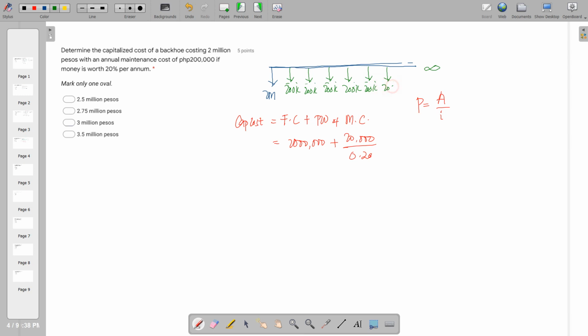Sorry with that. Palitan lang naman natin yan with the value 200,000. So here, obviously this is equal to 3 million pesos. So this must be invested to sustain the backhoe with the annual maintenance cost of 200,000 per year in perpetual terms. So the answer is 3 million pesos.